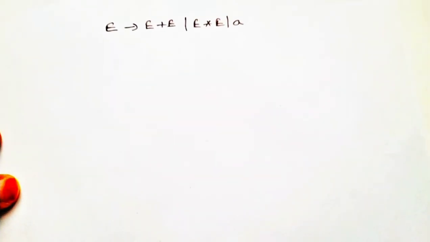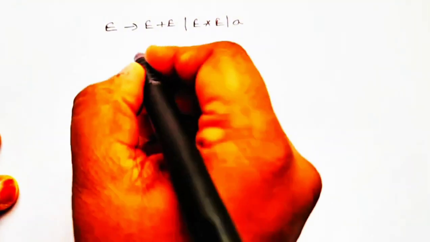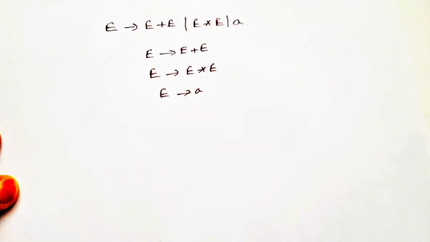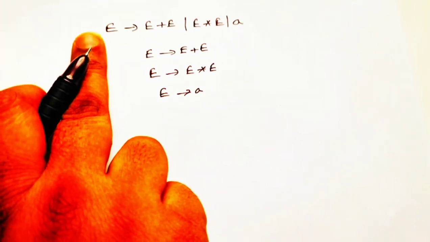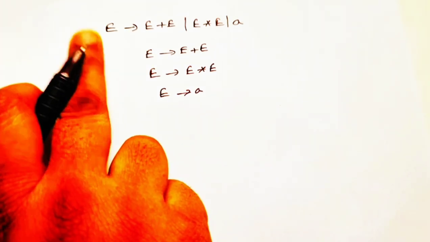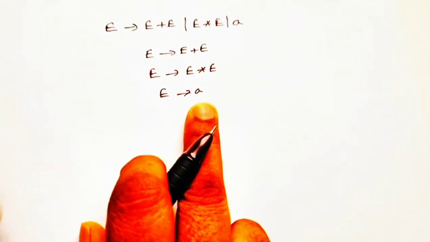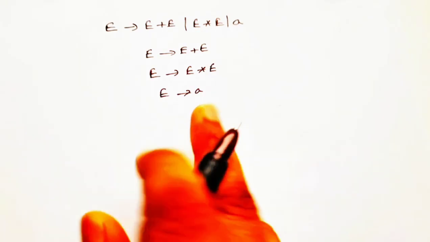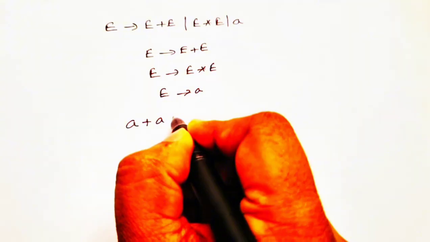Okay, let us see one more grammar. E goes to E plus E, E star E or A. This one also you can take separately like this: E goes to E plus E, E goes to E star E, E goes to A. Means for this non-terminal E, whatever symbol you are having on the left hand side of the production is called a non-terminal in context-free grammar. On the right hand side, you may have a combination of terminals and non-terminals. Okay, let us derive the string A plus A plus A.